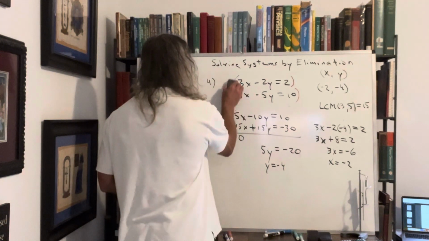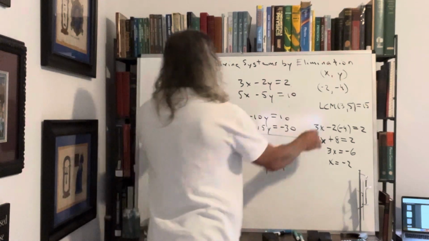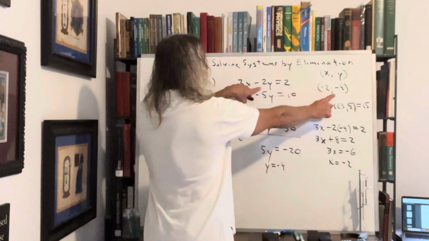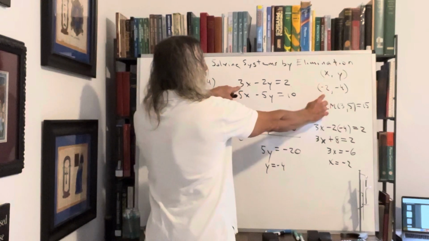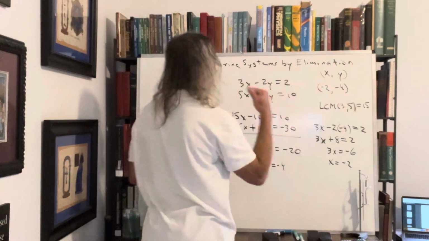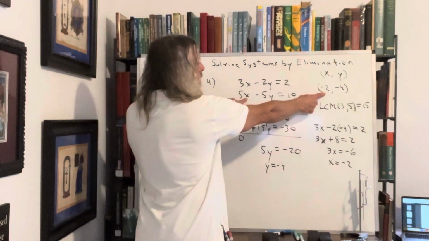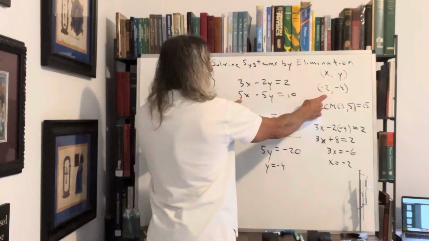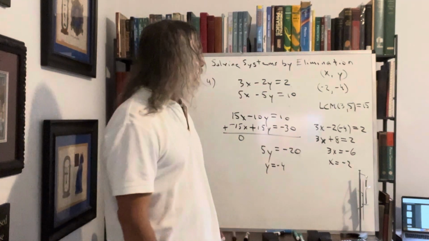So looking back at these, get rid of this so it's not confusing. 3 times negative 2 is negative 6. Negative 2 times negative 4 is 8. Negative 6 plus 8 is 2. Check. 5 times negative 2 is negative 10. Negative 5 times negative 4 is 20. Negative 10 plus 20 is 10. Check. So that's how we do these.